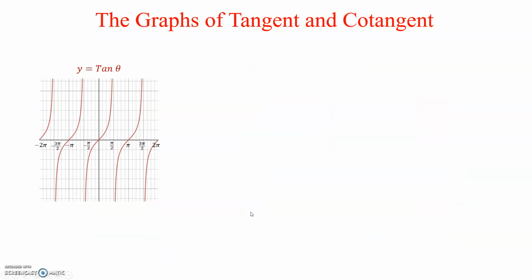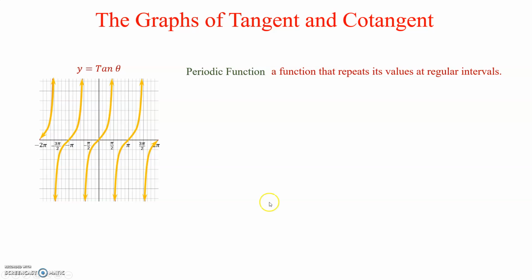So what we'll do is look at some of the terminology associated with these different functions. In y equals tan theta, we can see that the graph continues this cycle or this repetition. Therefore, it is classified as a periodic function. Recalling, a periodic function is a function that repeats its values at regular intervals. And as you can see, tangent does fit that criterion.